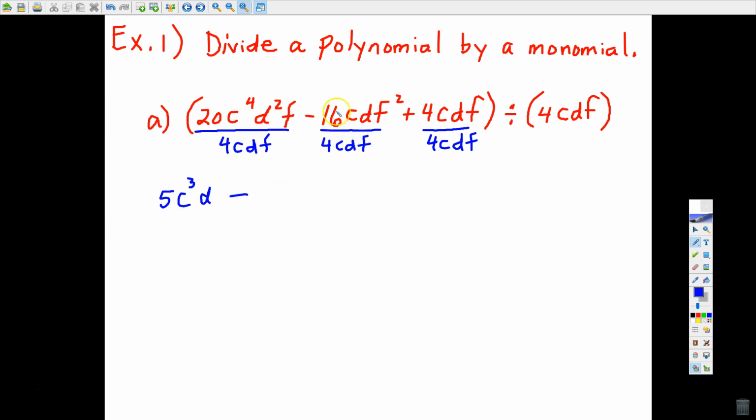Alright, moving on to the next term. 16 divided by 4 is 4. C's would cancel, D's would cancel. F squared divided by f is f to the first. Takes care of that. And then here at the last, it's really everything cancels. Any number divided by itself is just 1. And so that ends up being our final answer for this example 1a.